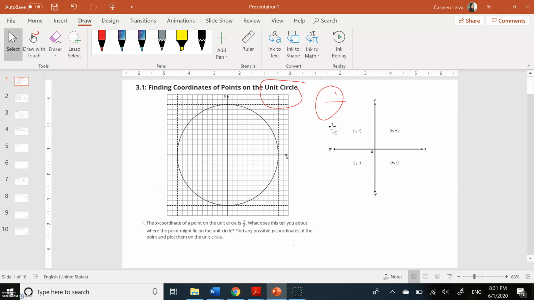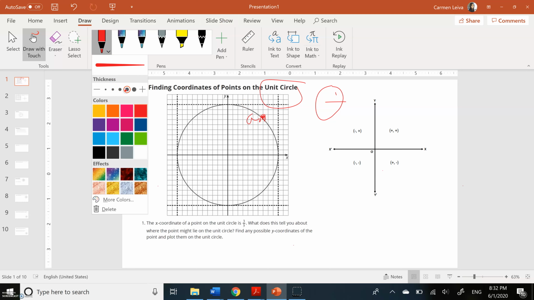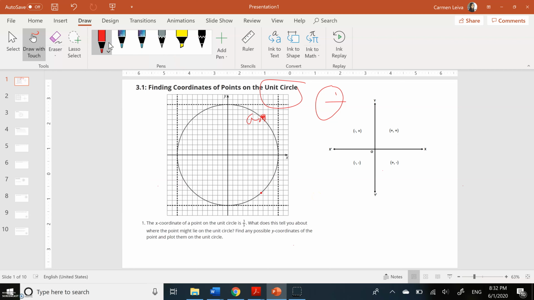So I can simply say that a point could be somewhere in here. Let's call that point A. But I can also argue that there could be another point down here, and that will be point B, because it goes accordingly to what it's asking me here. So that's all they're asking you. They're just asking you to place where this could be.